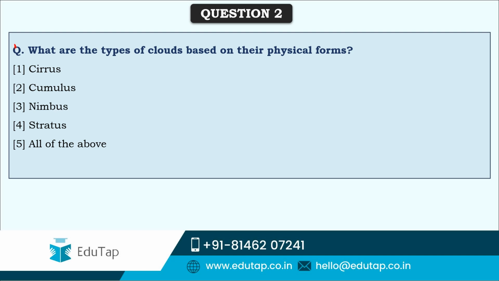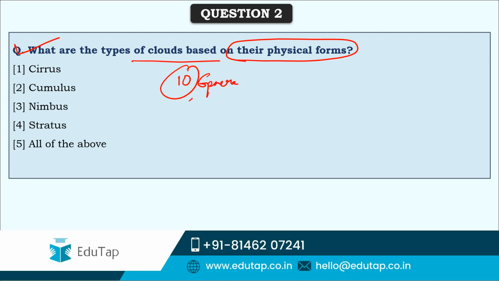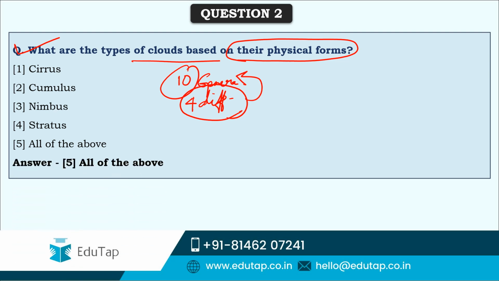So friends, next question is, what are the types of clouds based on their physical forms? See friends, there are various classifications of clouds based on shapes, based on height, and based on World Meteorological Organization. They have classified the clouds into 10 genera, which are put under 4 different families based on their various characteristics, its shape, its height, its water bearing capacity, all these. So there are 10 genera of clouds. So here all these are the clouds based on their physical form: cirrus, cumulus, nimbus, and stratus. And we shall see now what are the various characteristic features of these clouds.